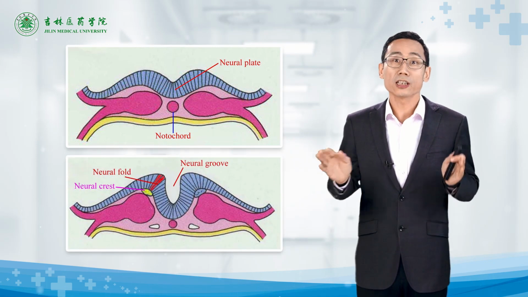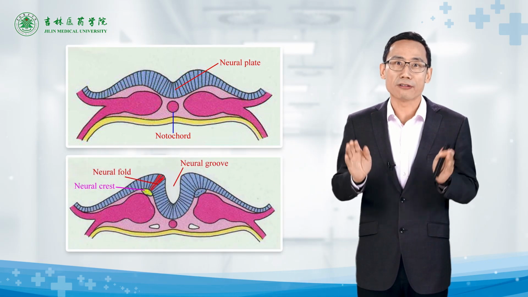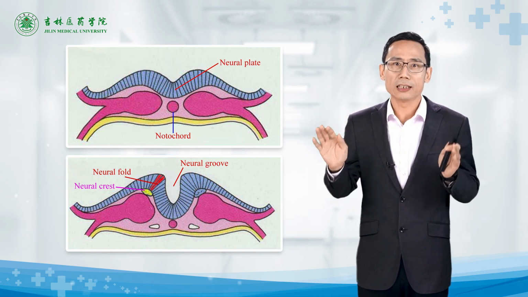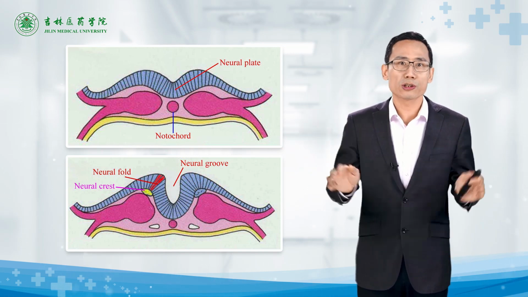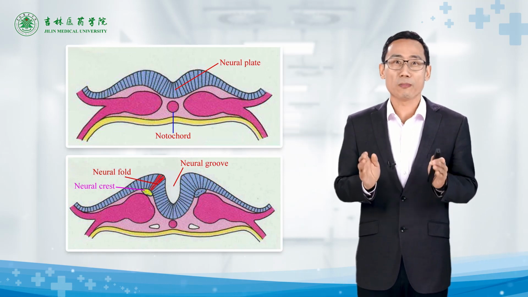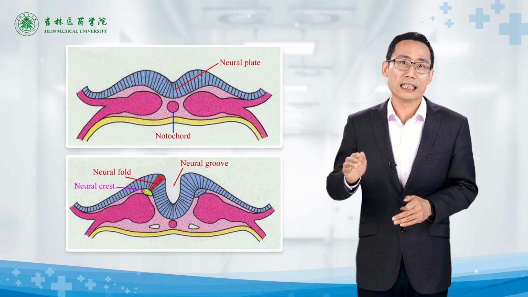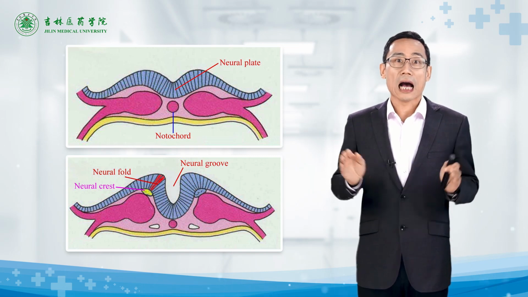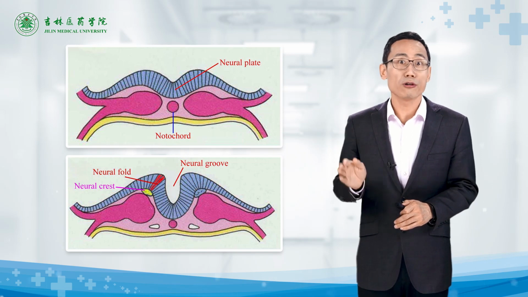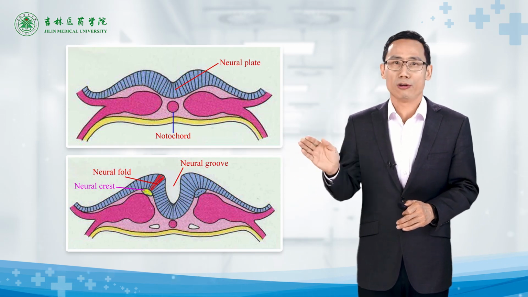These 2 pictures show the cross-section of embryo. The amniotic sac above and the yolk sac below are not shown. In the upper one, the blue part is neural plate, and the notochord is in the center of the embryo, and in the lower one, you can see the process of neural fold formation and the neural groove.